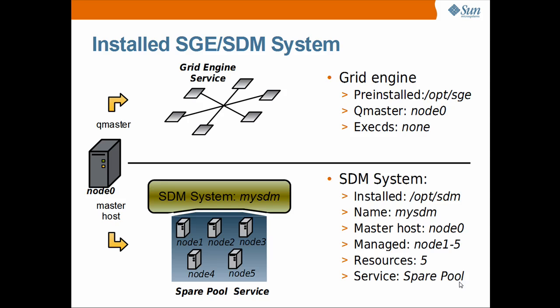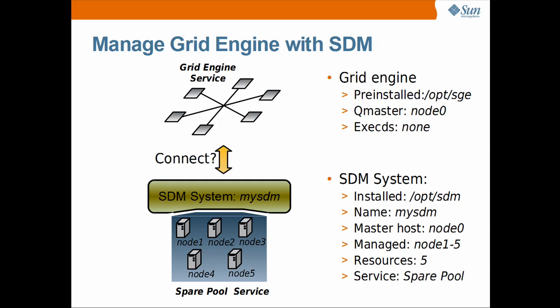Then there is a basic SDM system installed under /opt/sdm. It is named MySDM. The SDM master host is running on node 0. Node 1 to node 5 are installed as managed resources. They are currently assigned to the only service of the system, the SPARE_POOL service. The grid engine cluster and the SDM system are installed as separate systems.